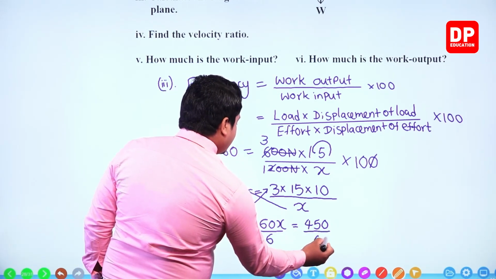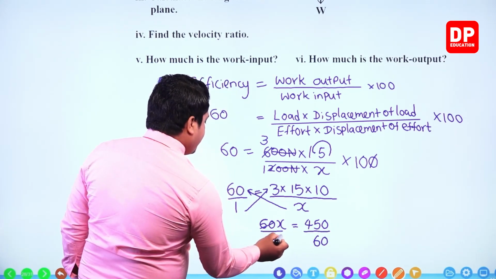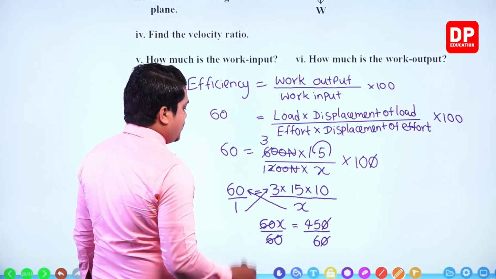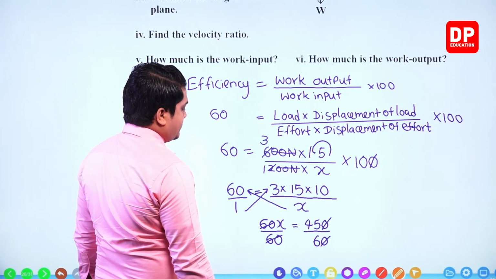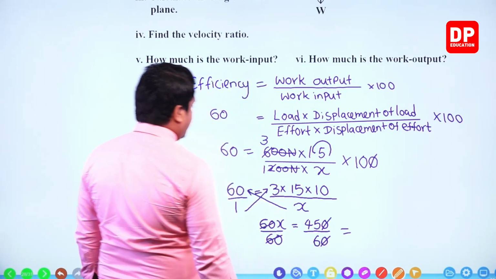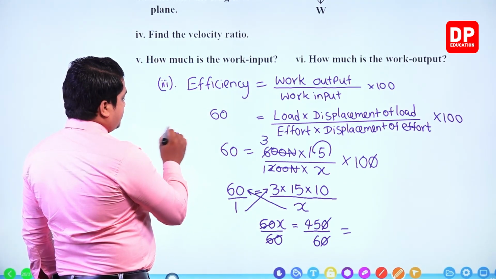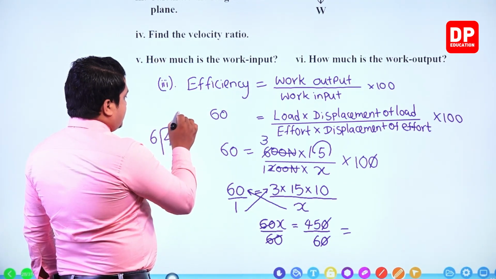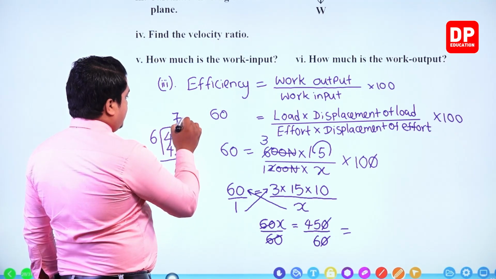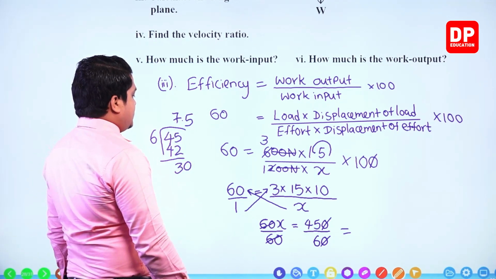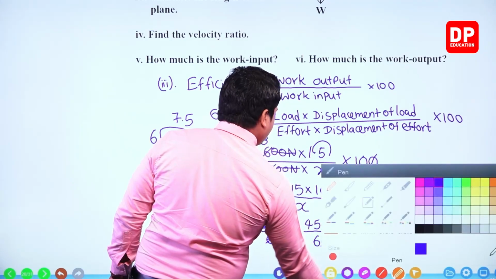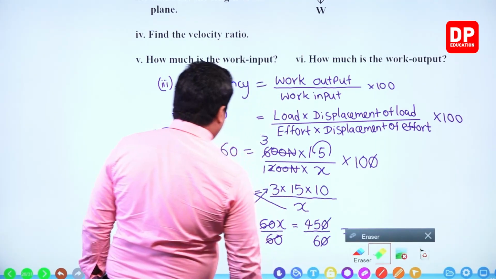Divide both sides by 60. 0 to 0 is getting cancelled. 45 over 6. So 45 over 6 is exactly equal to, you divide 45 by 6. 42 for 30 is 5. So 7.5. Right? 7.5.